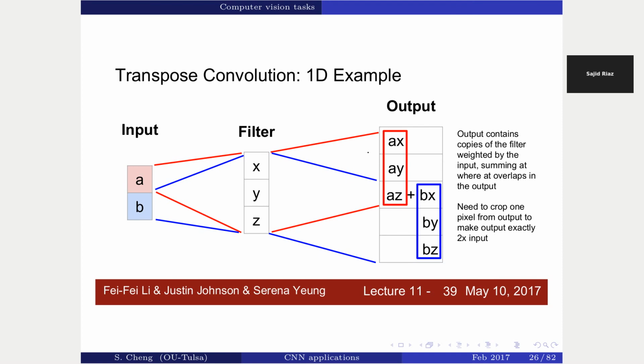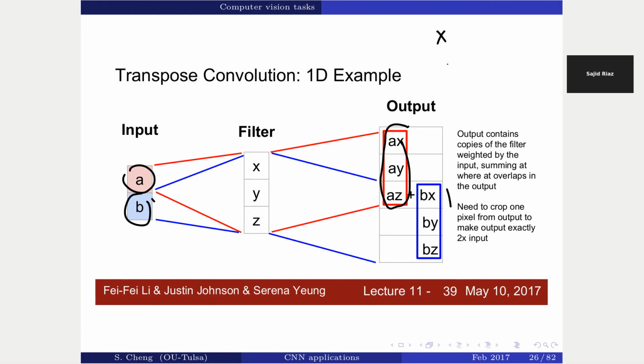And the 1D case would be something like that. For example, if an input is like this, and the filter is like this, then for the first element multiplied by this filter, I have AX, AY, AC here. And then for this next input and this filter, I have this here. So I have something overlapping here. It's very reasonable if you think of it this way.